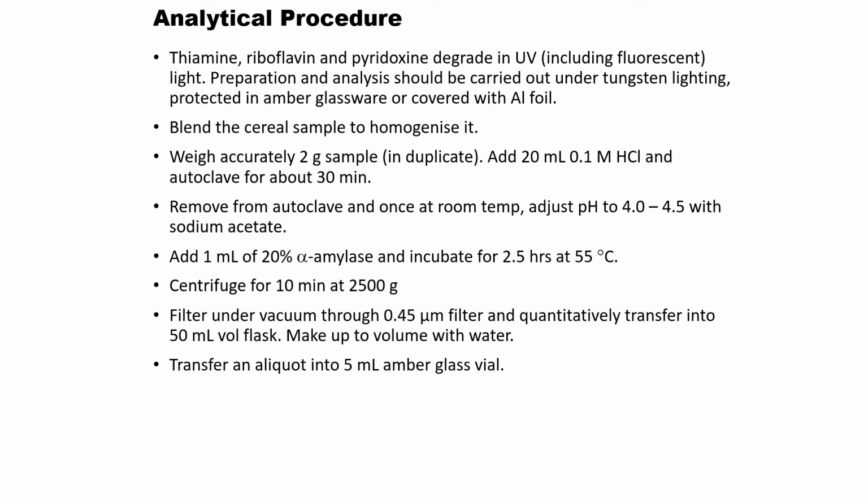Once it's homogenized, we have to weigh accurately 2 gram of sample in duplicate as the quality control measurement in our method, and we have to add acids and autoclave it. Okay, remove from the autoclave, adjust the pH, then add some enzymes, incubate, then finally centrifuge and filter under vacuum. Again, before the analysis, we have to filter and make up the volume with water.